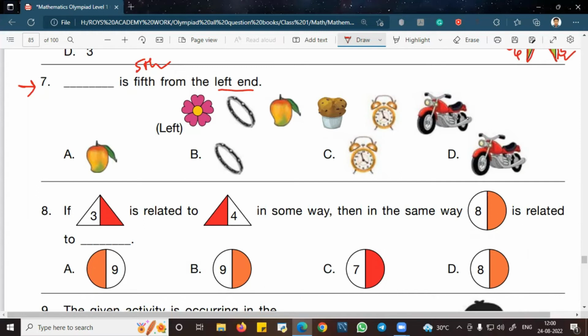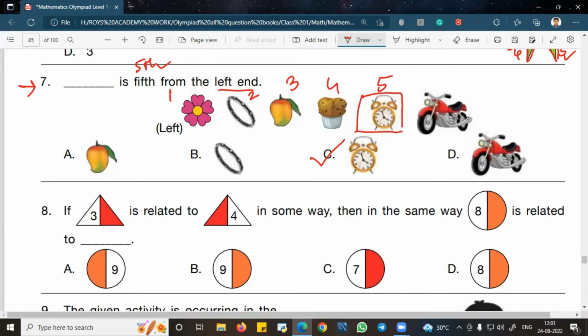Okay. So you can see there is, at first, a flower. Second one is bangles. Third one is mango. Fourth one is just a cupcake. And fifth one is an alarm clock. Okay, so that's why the alarm clock is the right answer. So C will be the right answer. So that's why the alarm clock is the fifth from the left end. So that's why we have to choose this one as the answer.